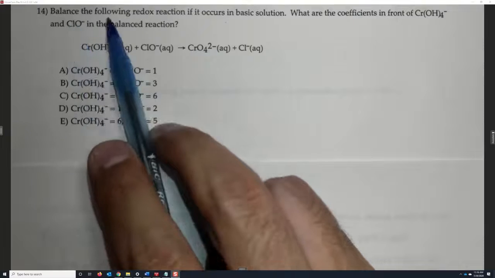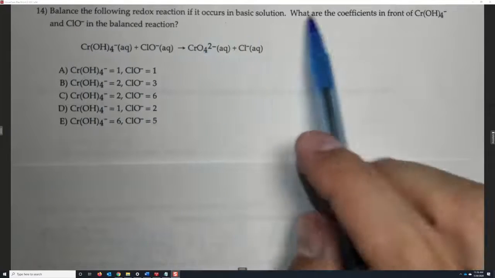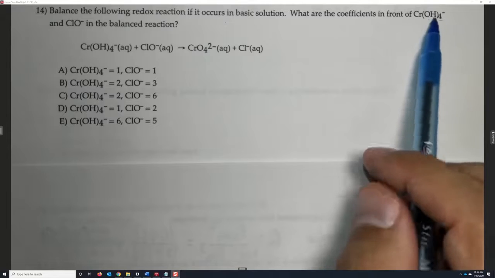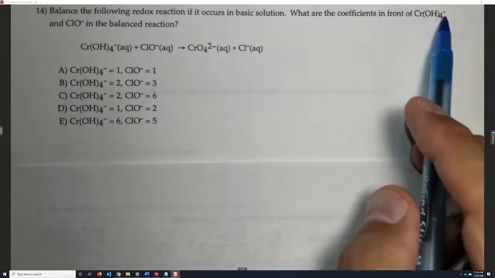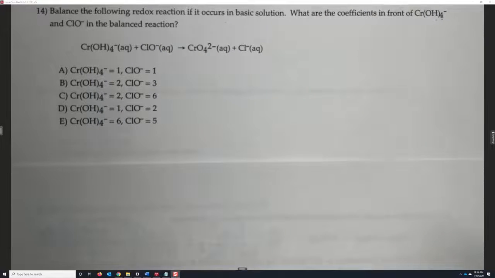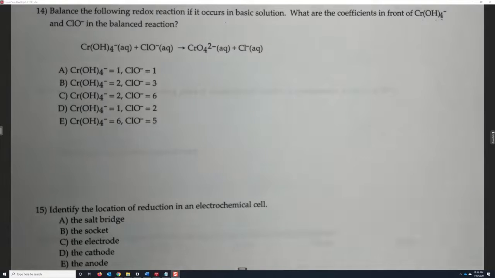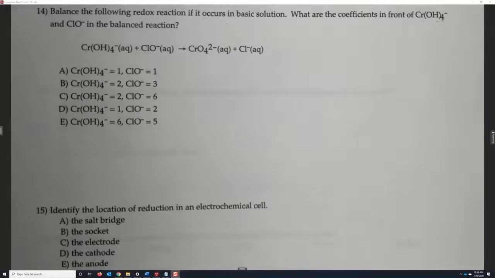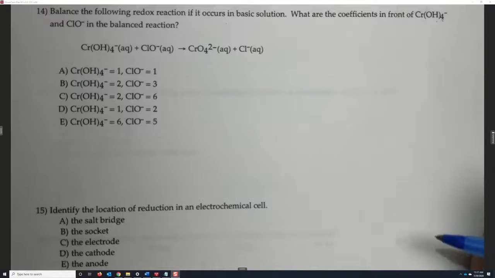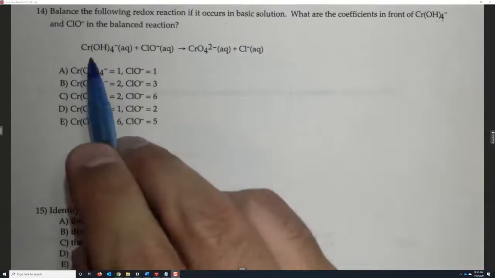Question 14 says, balance the following redox reaction if it occurs in basic solution. What are the coefficients in front of Cr(OH)4 minus and ClO minus in the balanced reaction? So we're given this reaction and we're asked to do the redox balancing of it. Well, the first thing we need to do is find the oxidation states and find out what is oxidized and what is reduced.